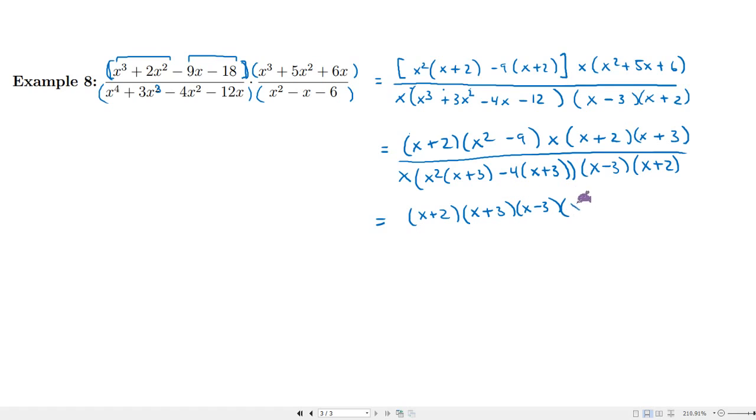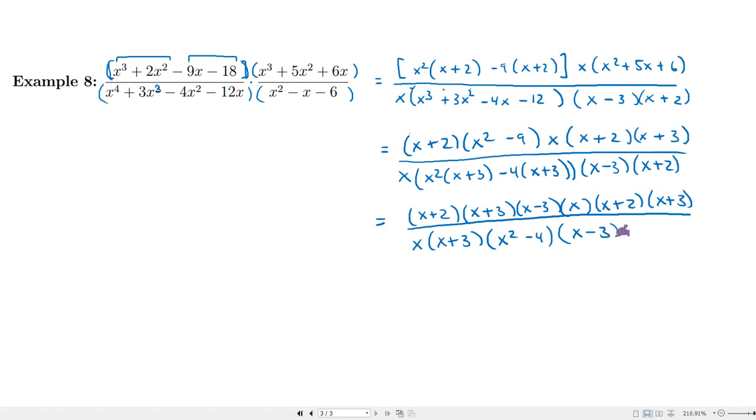We have the x. We have x plus 2. We have x plus 3. So we have a lot of factors here. And we have x. We could factor the x plus 3 out. We're left with x squared minus 4, which is another difference of squares, x minus 3, and then x plus 2.